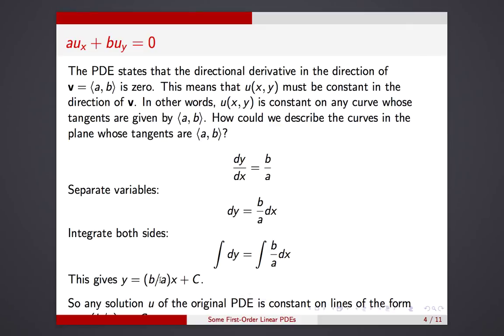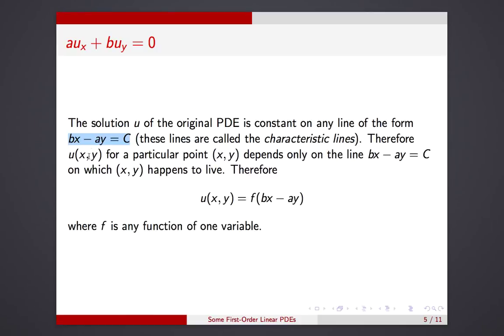You multiply both sides of this equation by a, you get ay, bx, and ac, but c is any constant, so c just absorbs that a, and then you can shuttle the x over to the other side, or the y over to the other side, doesn't matter. Okay, so the solution u of the original PDE is constant on any line of this form. These lines are called the characteristic lines. So anything on which you are constant is called a characteristic curve. And so in this particular case, your curves are lines.